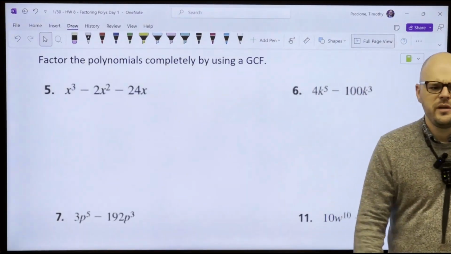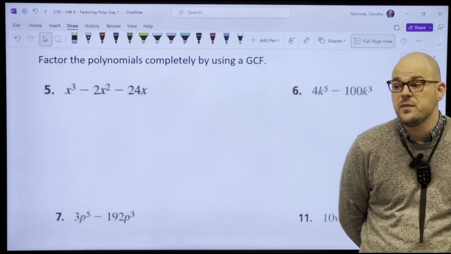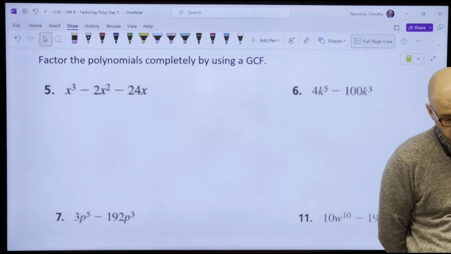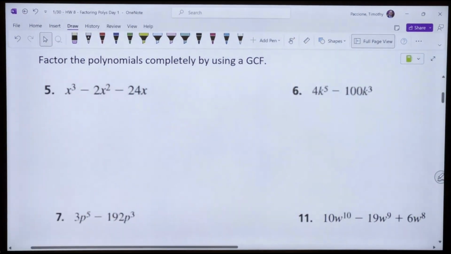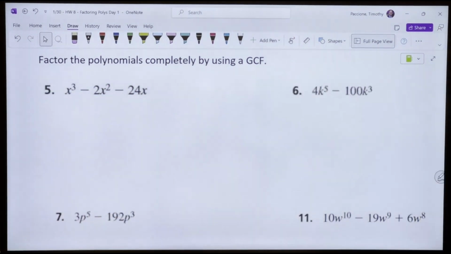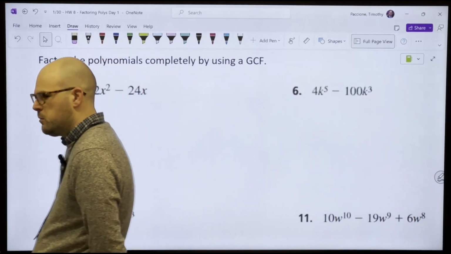So what were the 2 that we learned last class? We learned 2 methods for factoring polynomials last class. GCF was 1. Grouping. Yep, grouping. Okay? And there's 2 others that you actually already know. Anybody know what they are?